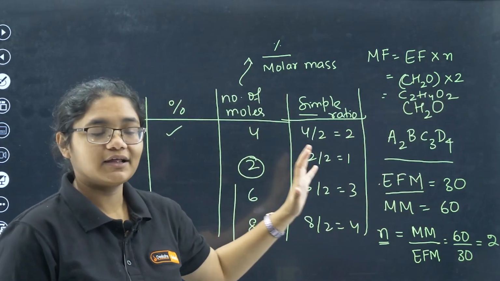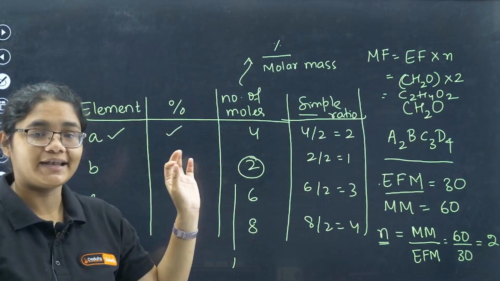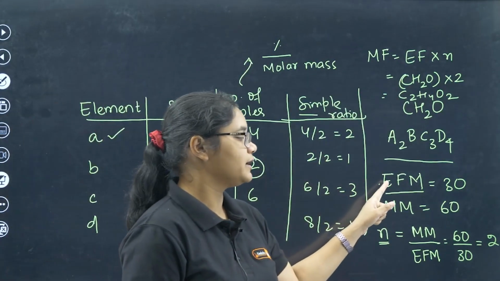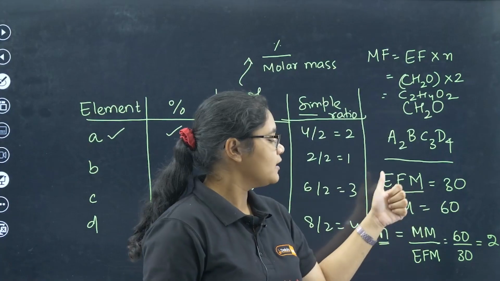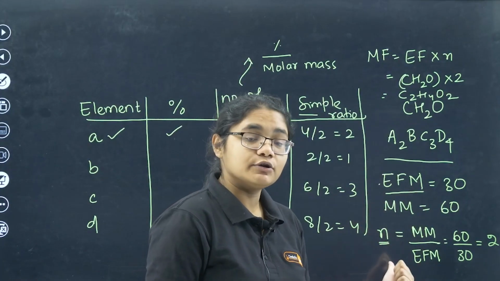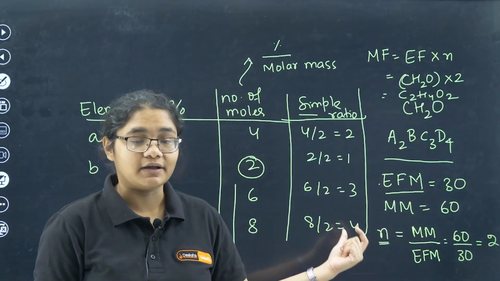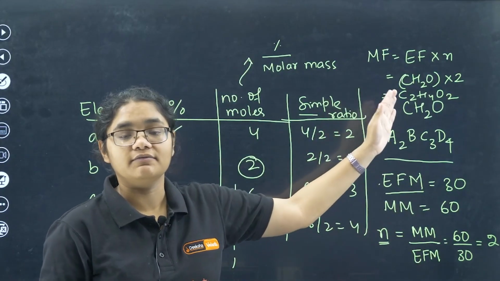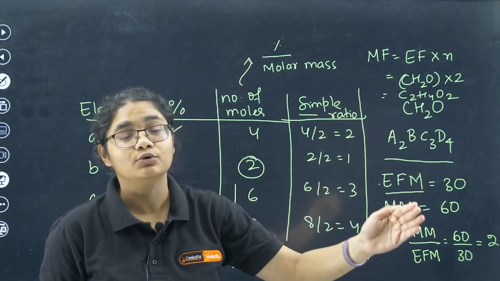Okay, so what I have done, first using this table we have to find empirical formula, then using this empirical formula we have to calculate empirical formula mass, then you have to find the value of N. How will you find the value of N? Molecular mass divided by empirical formula mass. Okay, that will give you N. Then molecular formula will be equal to empirical formula into N.